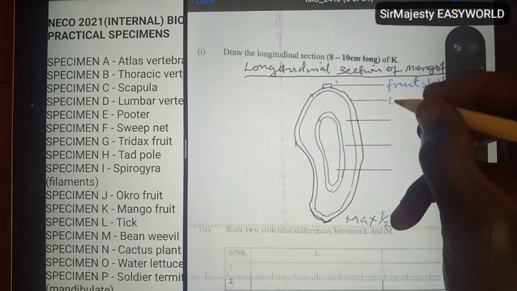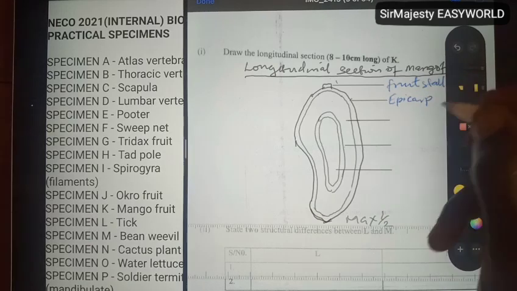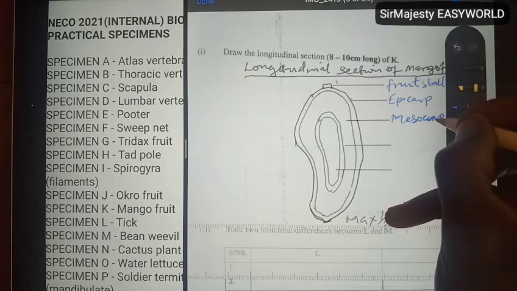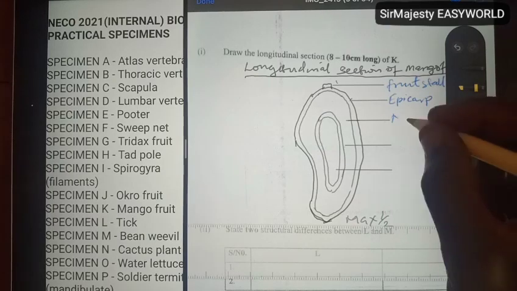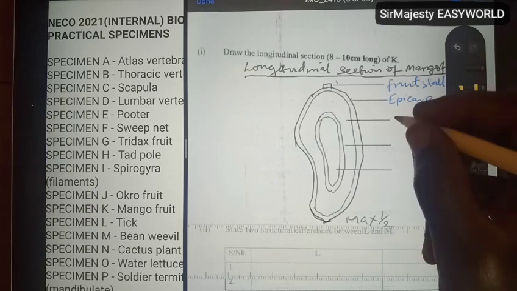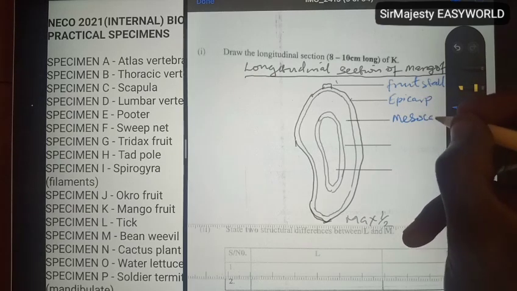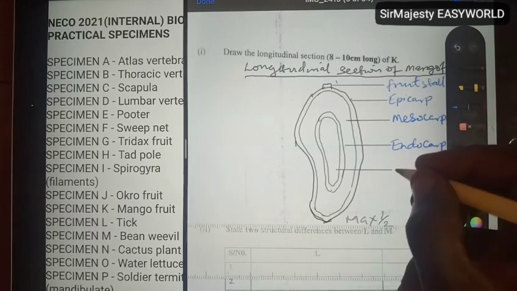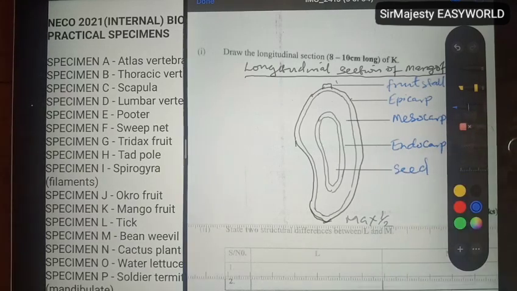Then here is my epicarp. Then here is my mesocarp. Make your spellings correct, please. Mesocarp. And here is the stony endocarp. And here is the seed. So we are done with this. Remember not to shade, use light lines and make it visible.